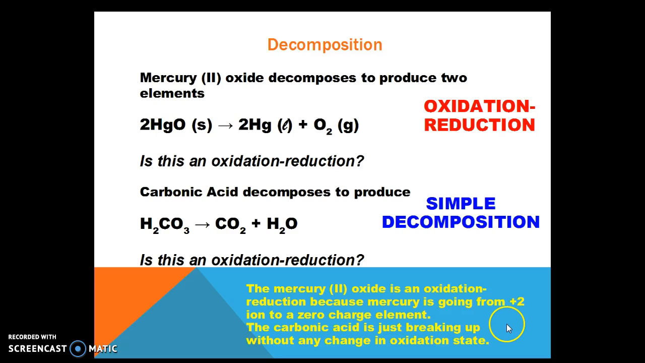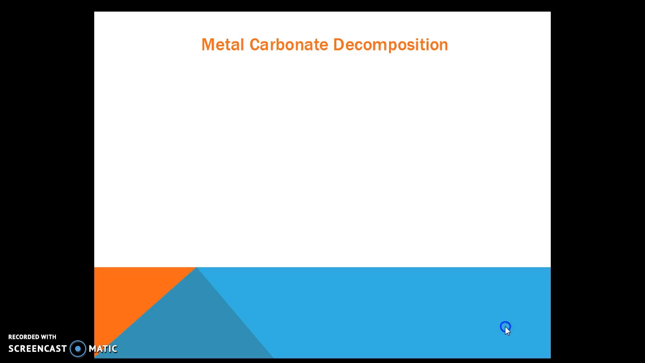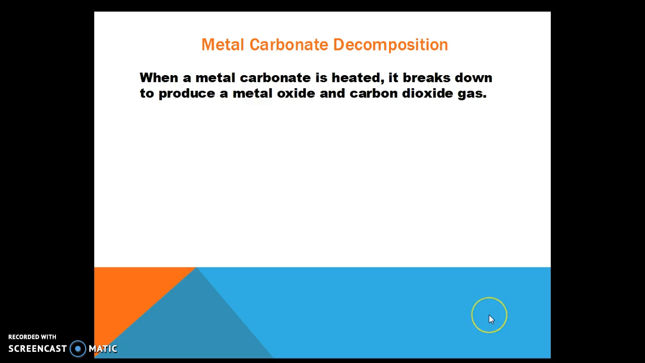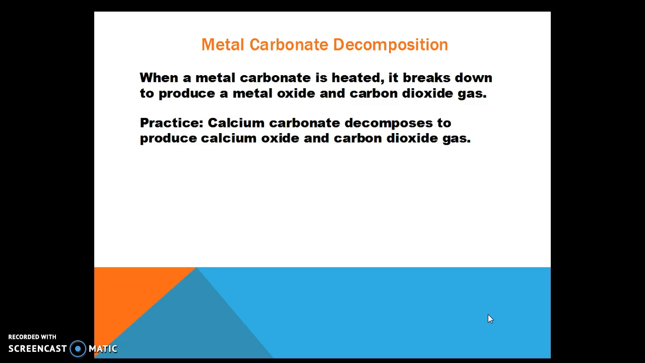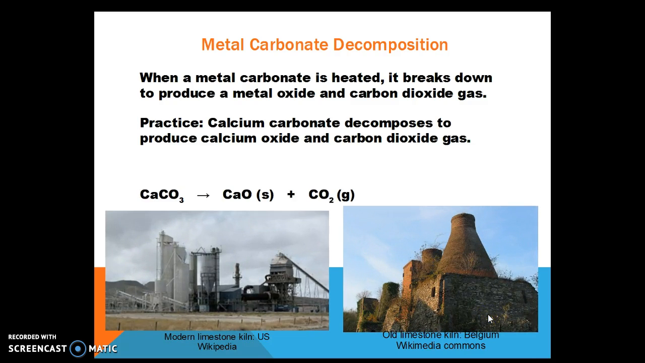Other examples you will see probably in the lab are the decomposition of hydrates into an anhydrous salt and water. Now, metal carbonates decompose, and they break down as the carbonic acid did to produce a metal oxide and carbon dioxide gas. So, calcium carbonate decomposes to produce calcium oxide and carbon dioxide. Here is your equation. Is it an oxidation-reduction? No, it's a simple decomposition.